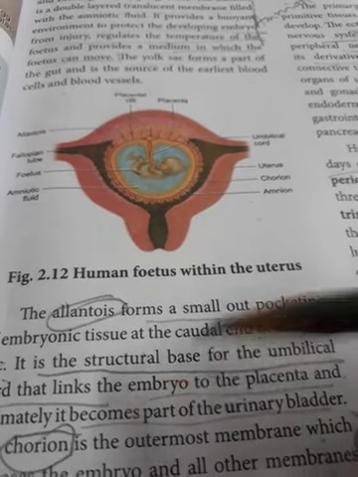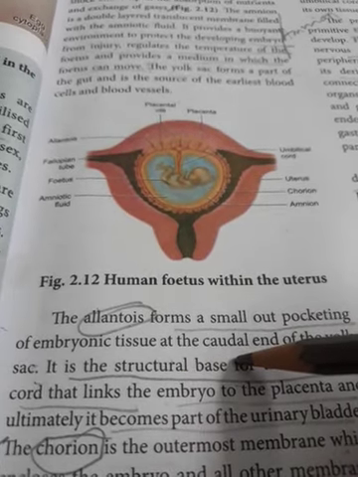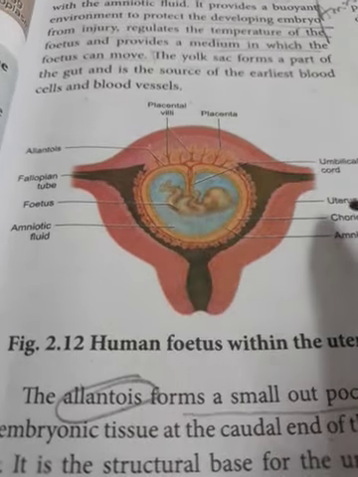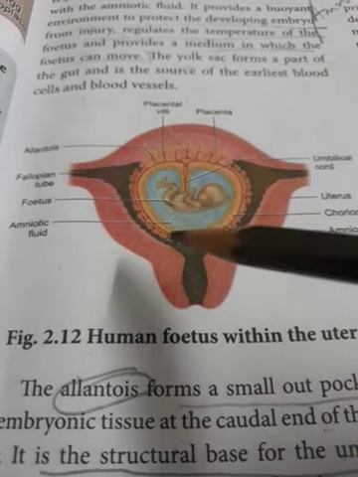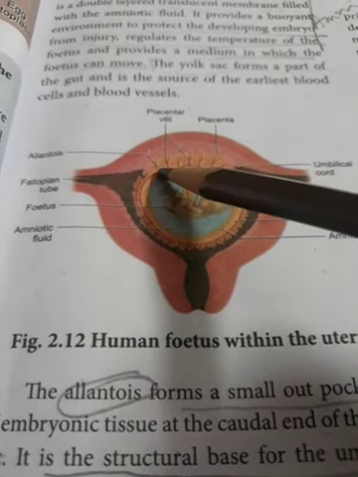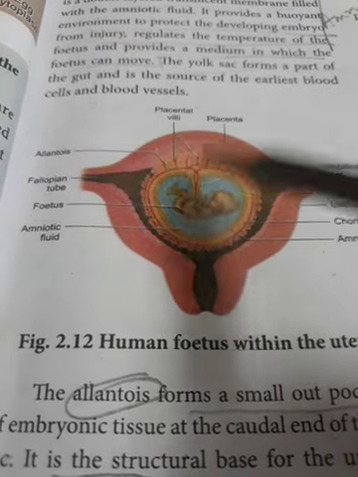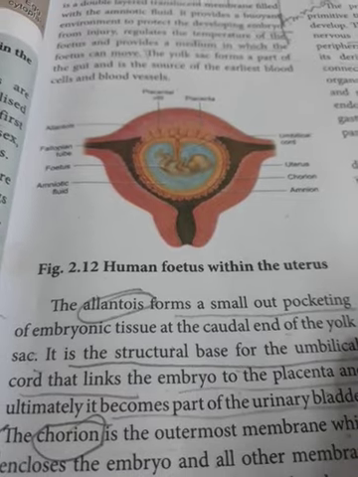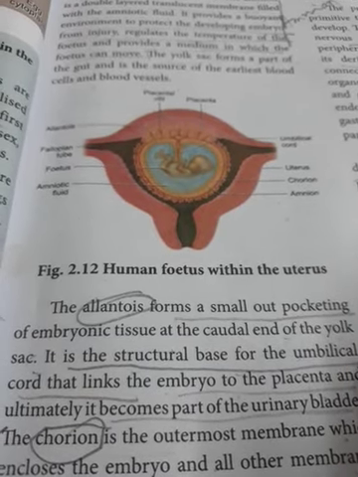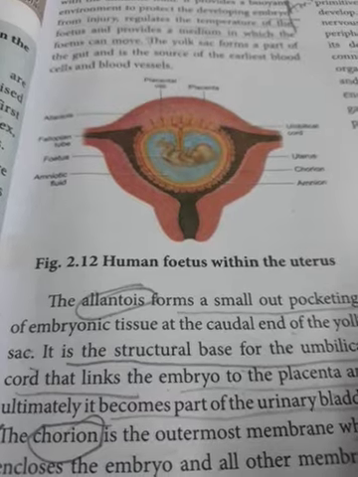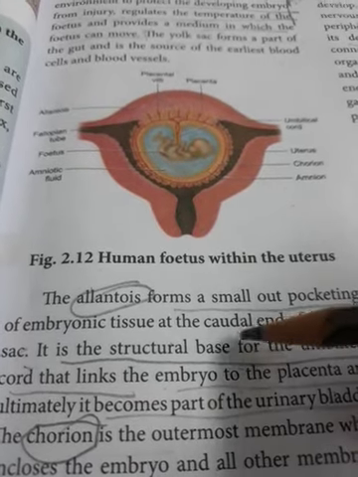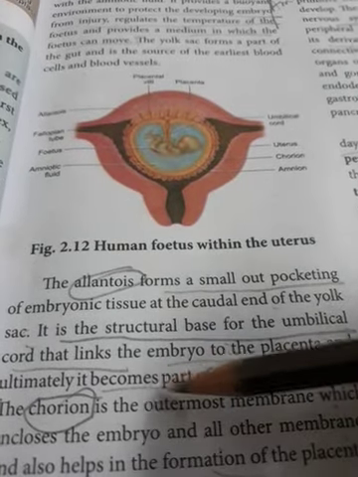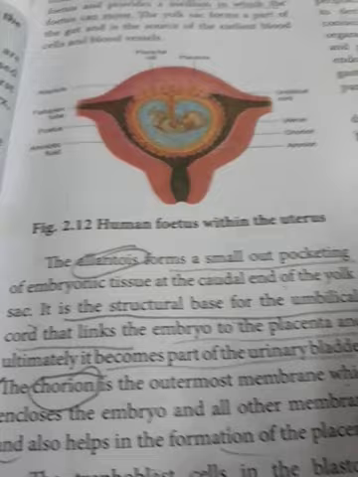Allantois forms a small outpocketing of the embryonic tissue at the caudal end. This end is called the allantois, with the caudal end opposite the heart structure towards the upper end. It is at the caudal end of the yolk sac. It is the structural base for the umbilical cord. From here the umbilical cord will develop and link the embryo to the placenta, and ultimately it becomes part of the urinary bladder.